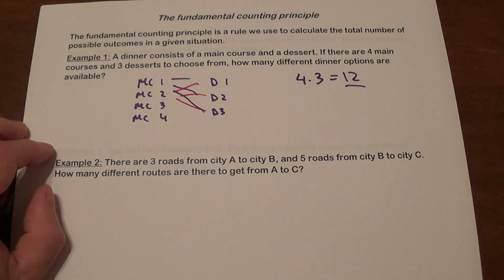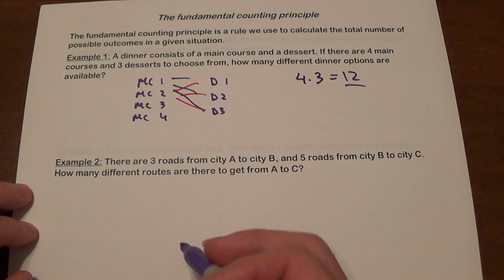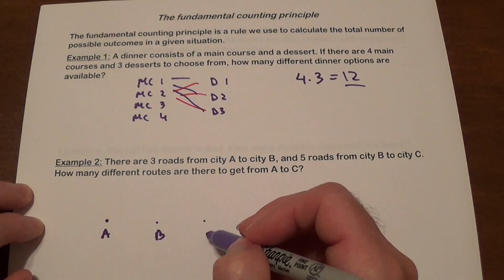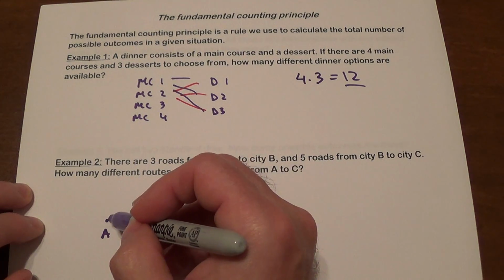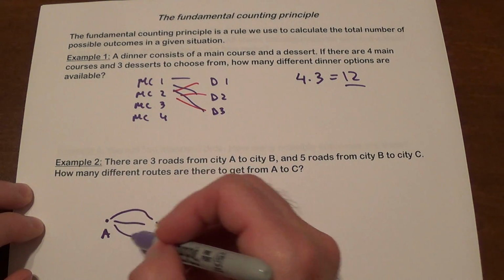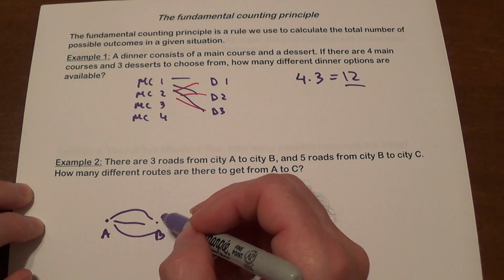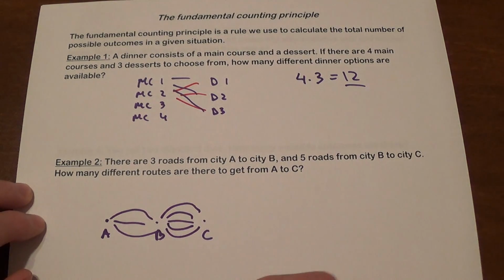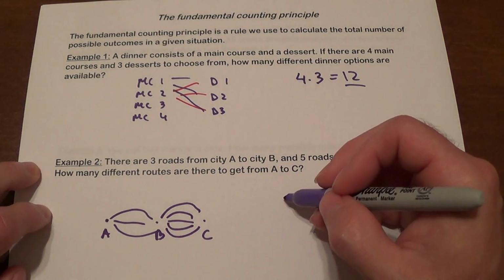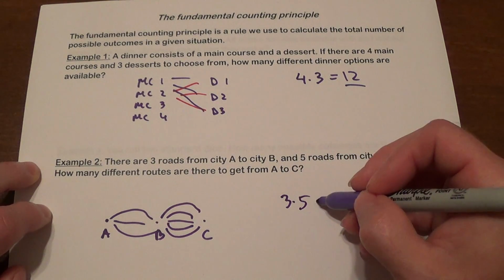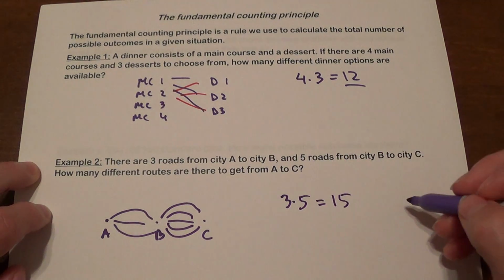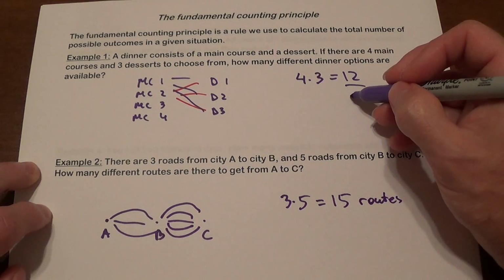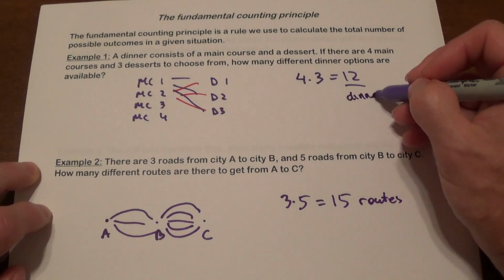Okay. There are 3 roads from city A to city B, and 5 roads from city B to city C. So city A, city B, and city C. 3 roads here, 1, 2, 3. 5 roads here, 1, 2, 3, 4, 5. And to get the answer here, we're simply going to do 3 times 5, which is going to give us 15 routes. And here it's 12 dinner options.